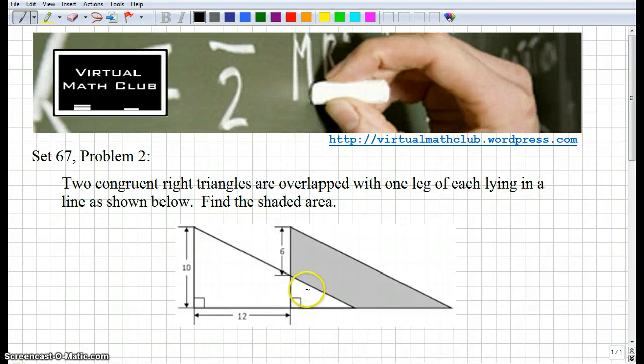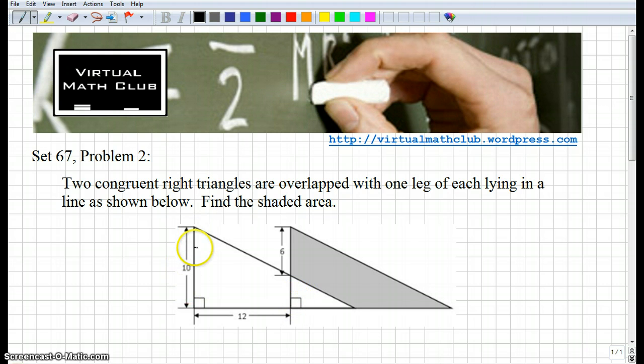Alright, we've got two congruent right triangles that are overlapped with one leg of each lying along a line as shown. Okay, so this line across the bottom, these sides are lined up. And we're asked to find the area of this shaded region.